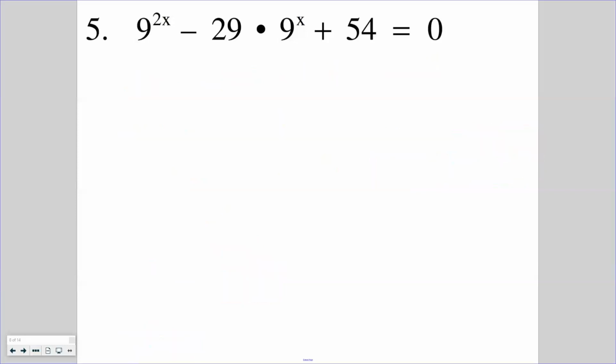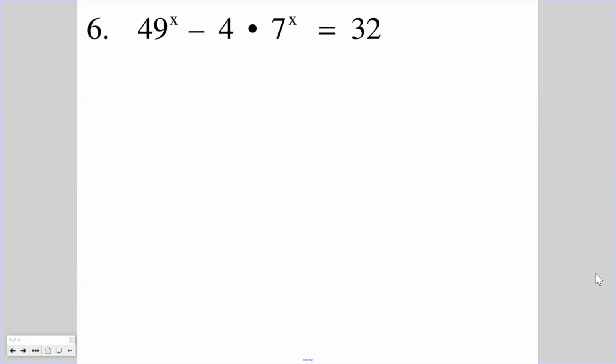Okay, number 6 is for you guys to do. So I'm going to give you guys some time to do actually 6 and 7. The tricky part about 7 is actually factoring. But number 6, I'll give you guys a hint on how to start that one. 49 is the same thing as 7 squared. So 49 to the power of x is the same thing as saying 7 to the 2x.